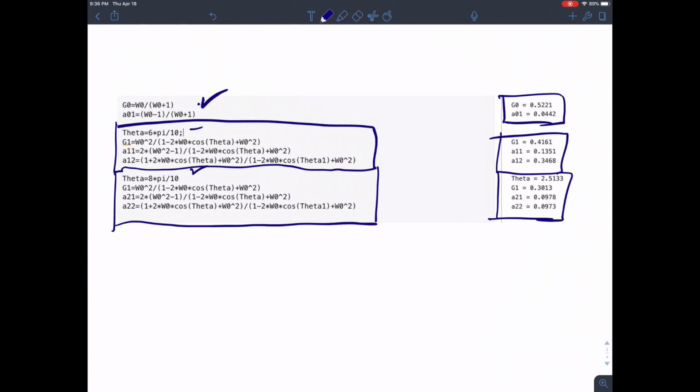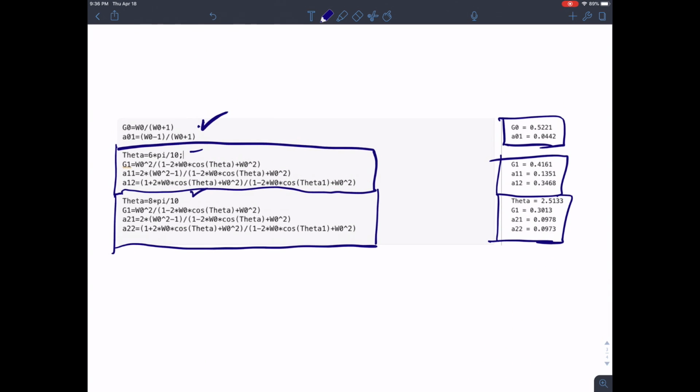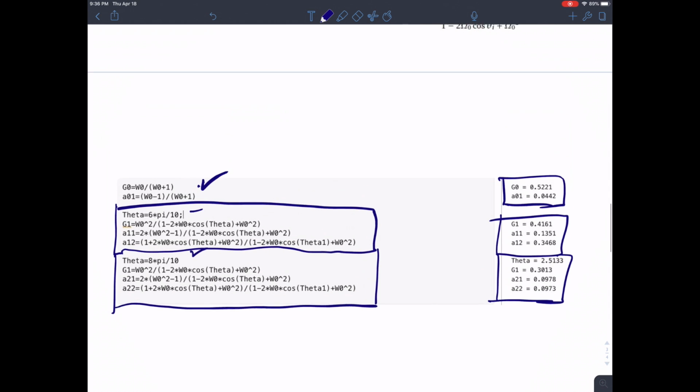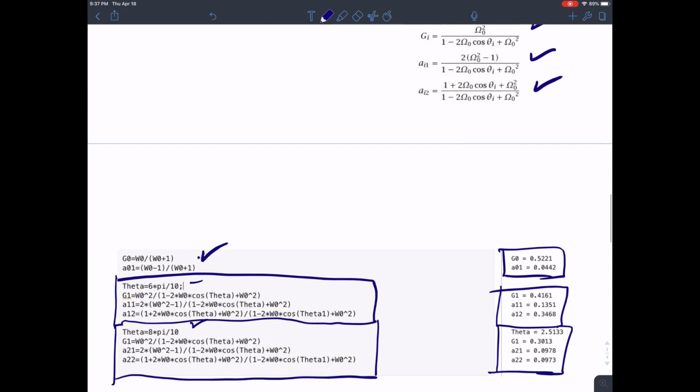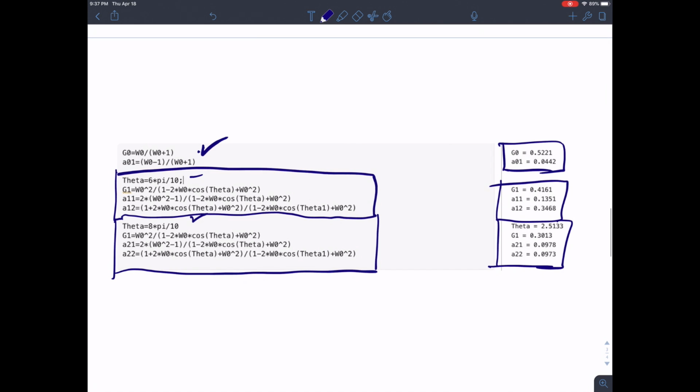That's tedious to do. I plug the numbers into MATLAB. You can plug those into your calculator, make sure you know how to do it. On an exam, I wouldn't ask for all these numbers, but maybe I would say, if theta is equal to 6 pi over 10, what is G1, and what is A11, and what is A12? That would be a reasonable thing to ask on an exam. You'd have time to do that. So make sure you know how to do those calculations.